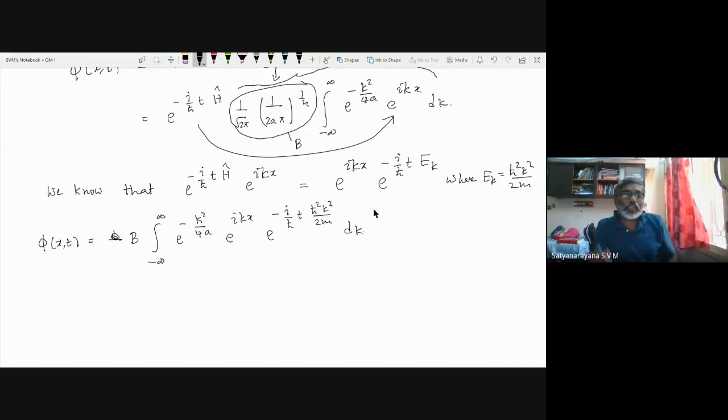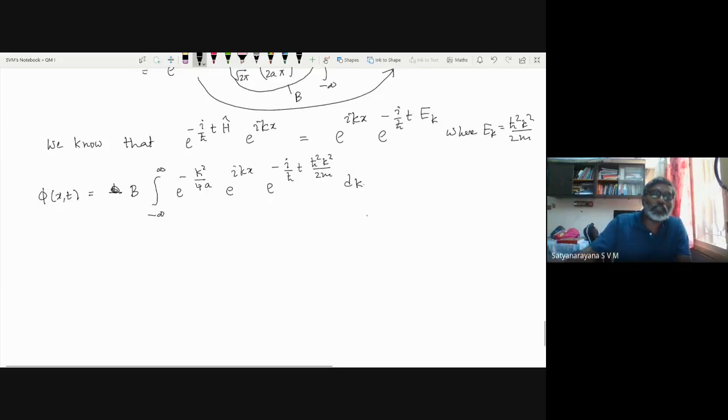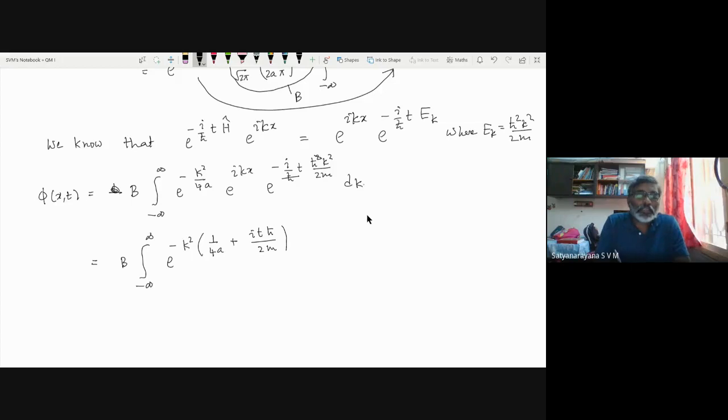I have to do this integral. If I do this integral, then I will be ready, that will be my answer. We are just one integral away from the answer. So first let us look at this integral. So this is equal to b, minus infinity to infinity e to the minus k square into 1 by 4a. Okay, and this h cross here will cancel with this h here, and k square is taken out. So plus i t h cross divided by 2m. So minus k square into this quantity plus ikx.